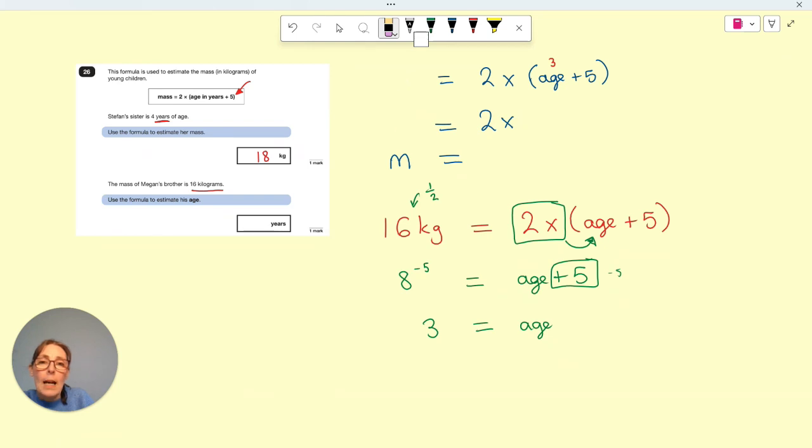So we've been told his mass is 16 kilograms. So if his age is 3, 3 plus 5 is 8. And then 2 times 8 is 16. 16 is equal to 16. So I think he is 3 years of age.